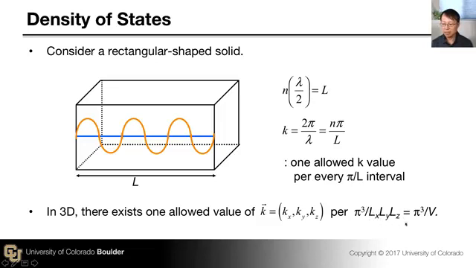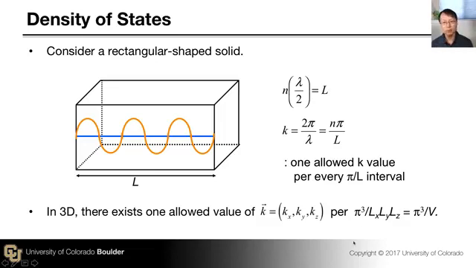And in any case, this triple product Lx, Ly, Lz simply gives you the volume of the solid. So the k-space volume occupied by one allowed k vector is given by pi cubed over V. Now, this is a very simple argument that derives this. To be more rigorous, you have to assume a periodic boundary condition, and that really is beyond the scope of this course. I refer interested readers to a solid-state physics textbook, but you end up getting the same result.